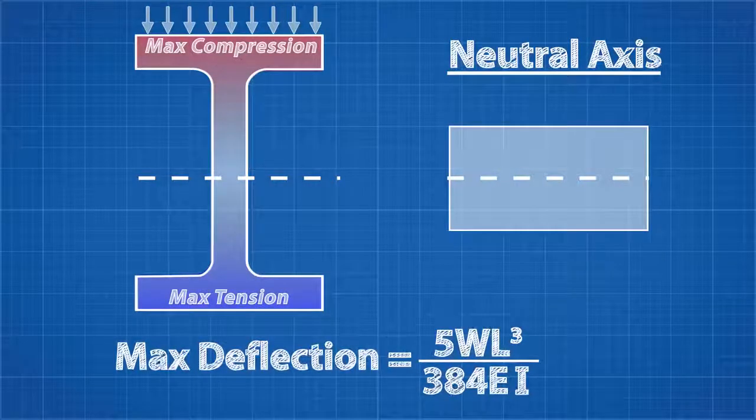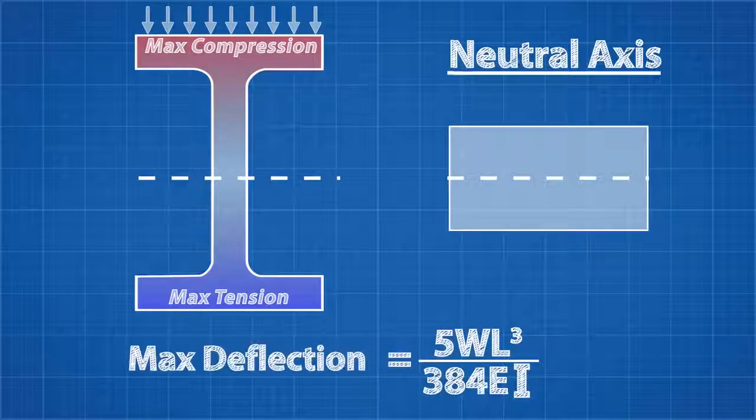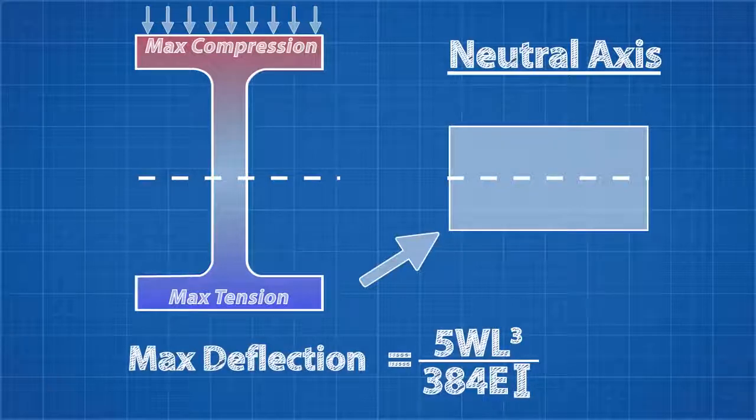Because the tension and compression is maximum the furthest from the neutral axis, we want to maximize the amount of material on the outside of the profile, where it is needed most. The more material further from the neutral axis, the larger the second moment of area will be. Applying that to the equation, we can see that a larger second moment of area would result in a smaller deflection.